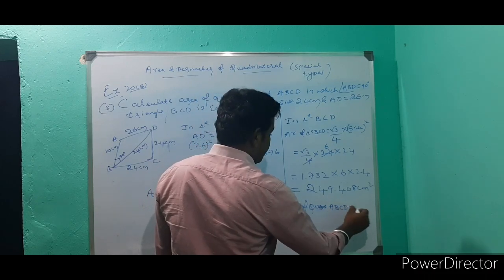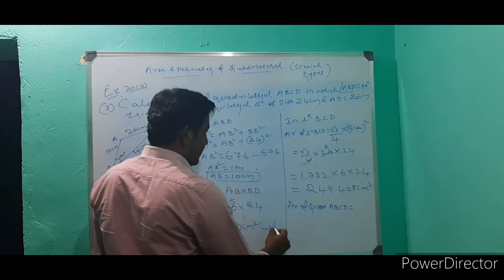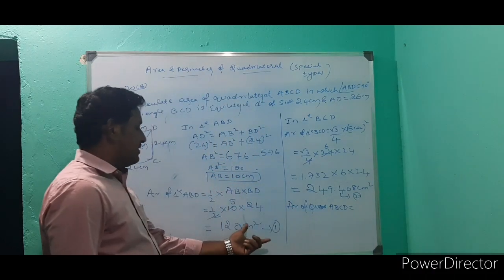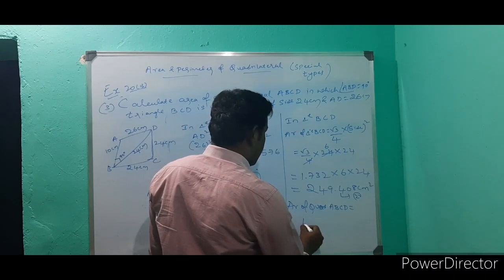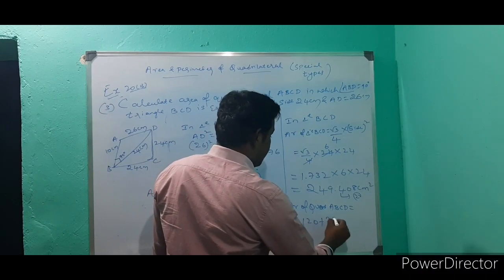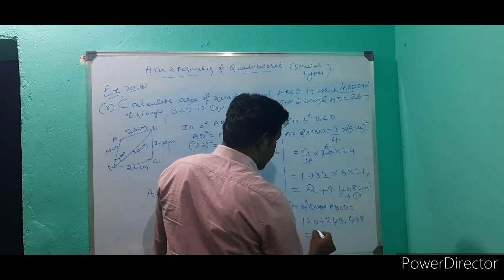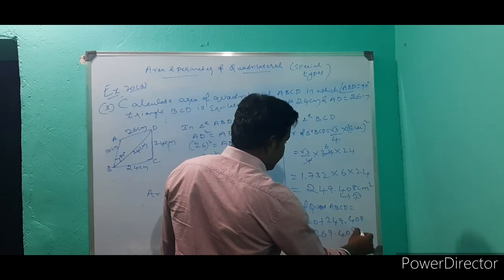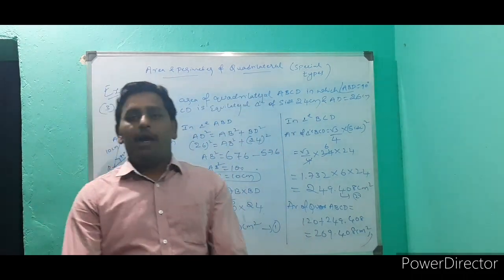ABCD is equal to, just you add equation 1 and 2, you will get 120 plus 249.408, that is equal to 369.408 centimeter square. So like this we are going to solve the problem.